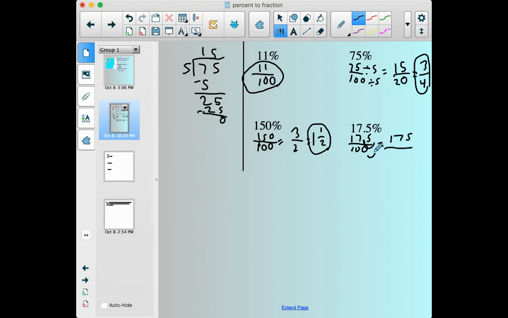If I move it over, I have to fill in a 0, which again is the same thing as multiplying by 10. So 100 times 10, if you add a 0, is 1,000. From this point, we just have to reduce this fraction.